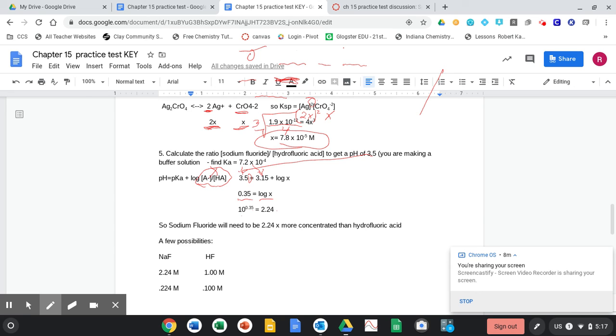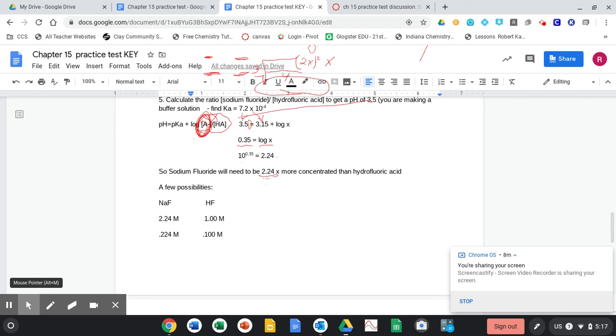And that 2.24 means that the numerator, the acetate, I'm sorry, it's not acetate ion. In this case, it's the fluoride ion, is going to have to be 2.24 times more concentrated than hydrofluoric acid. So you can come up with all kinds of concentrations that will work. It is not going to be a single concentration answer. It's just going to be that whenever you divide the sodium by the HF, it has to equal 2.24.